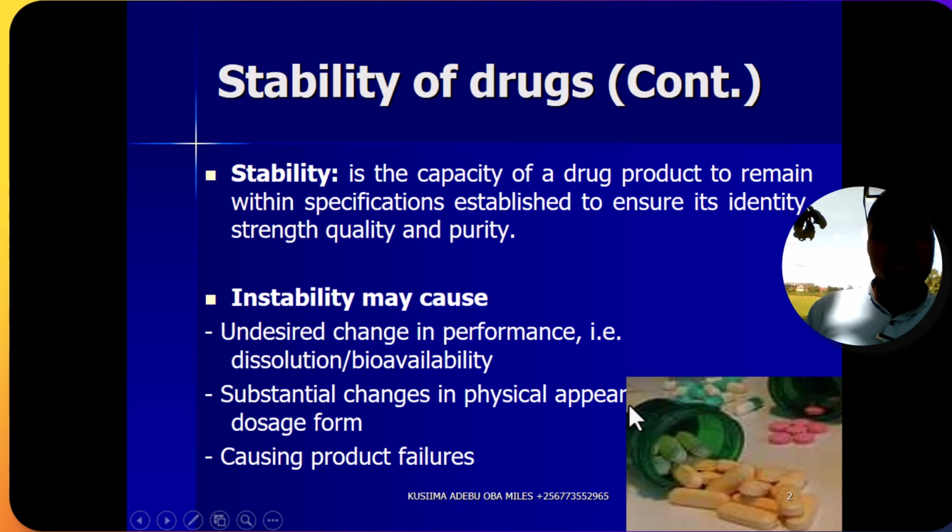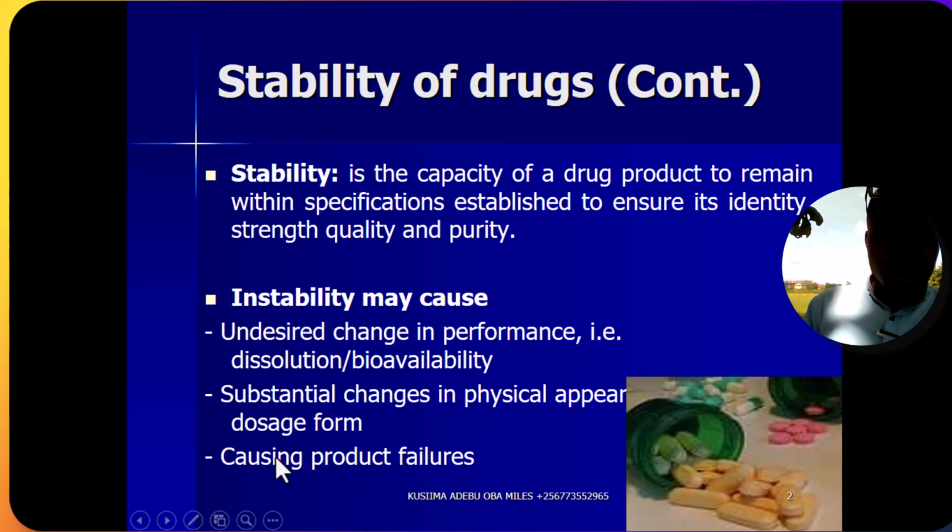For example, bioavailability may change, and the rate of dissolution, for example at physiological pH, may also change. Then change in physical appearance of dosage form. Maybe, for example, a tablet is a solid dosage form. Uniform tablets may change their physical state, and they either complex or they melt, they become like a cake. A tablet becomes like a cake. That's what we call caking. That is change of physical appearance.